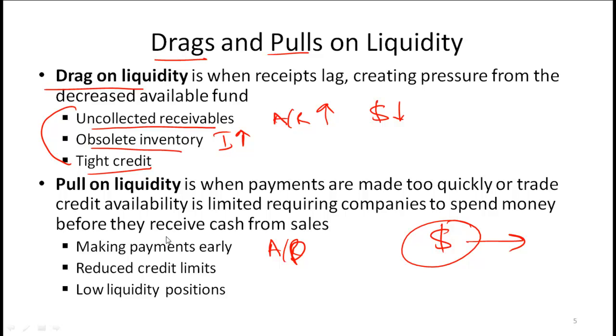pull on liquidity. Very simply put, drag on liquidity means that the money that you are receiving, if there is a drag, this process slows down, that's a drag. And pull on liquidity means that the cash which leaves your company leaves the company too fast. So that's the pull on liquidity.